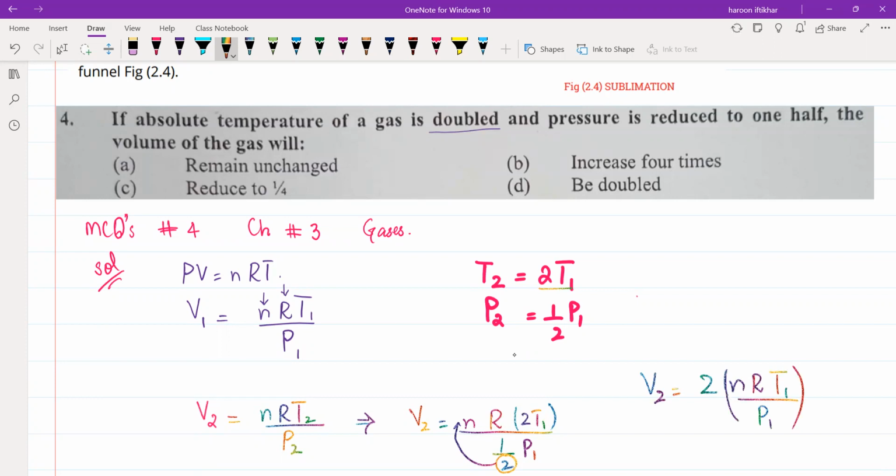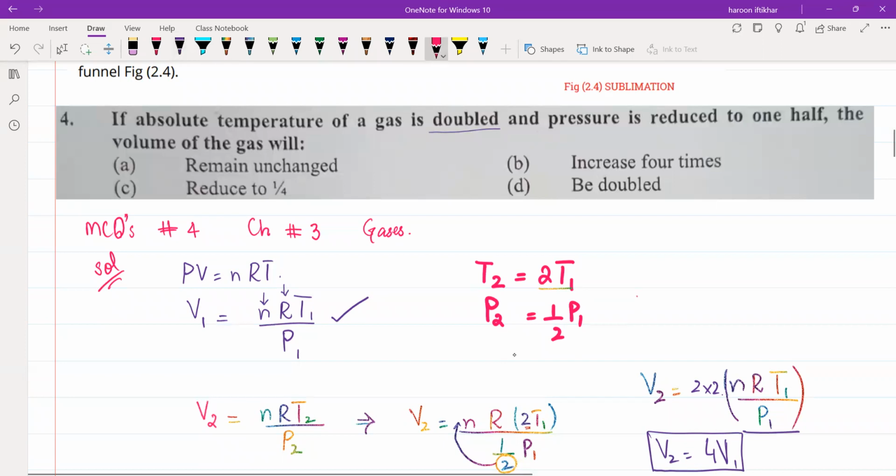And if I take this 2 as a common factor as well, I can write here 2 into 2. So V2 is equal to 4, and this whole factor is equal to V1. You can see it here. So V2 is equal to 4V1. So it will be increased 4 times. That's the right answer of this question.